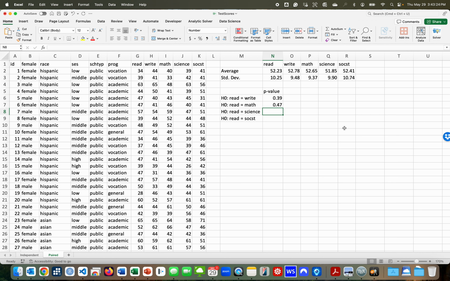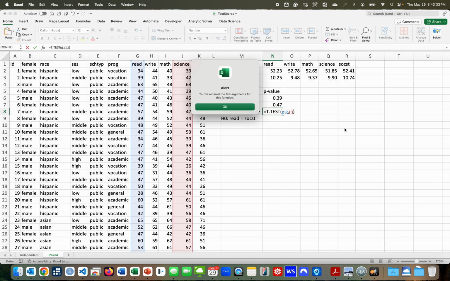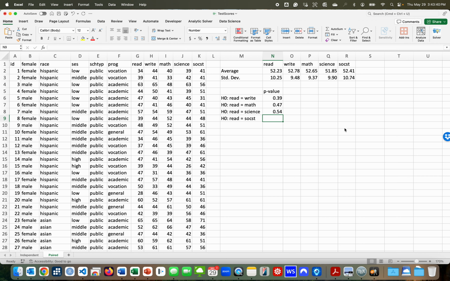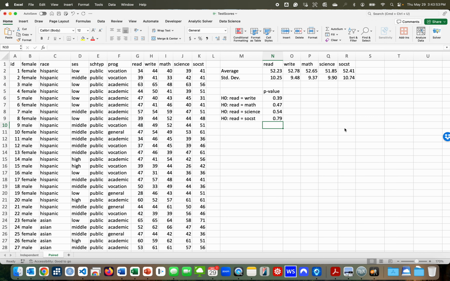Reading versus science, t.test, G against J. Oh, I'm sorry, I forgot the two-tail type 1, 0.54, fail to reject. And then the reading versus social studies, G against K, two-tail type 1, 0.79, again, fail to reject the null hypothesis.